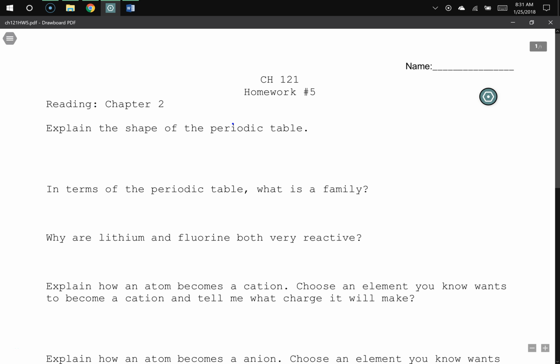All right, so in explaining the shape of the periodic table, what should you have on here? What do you need?